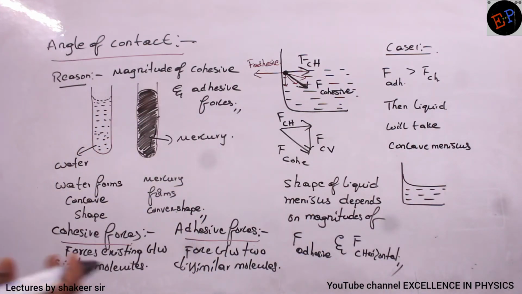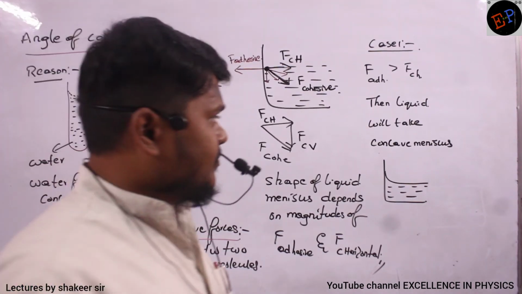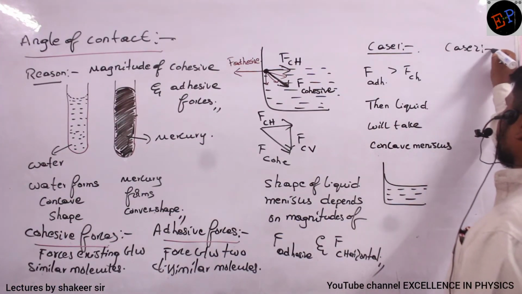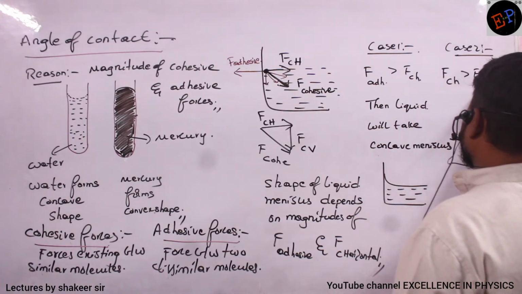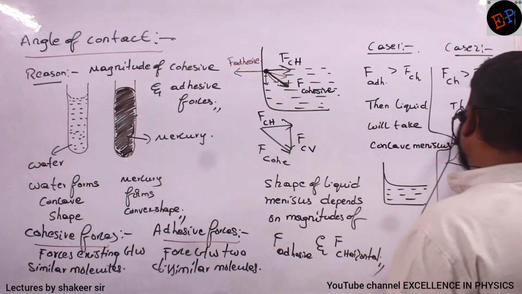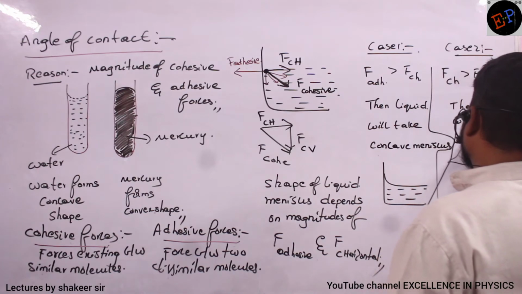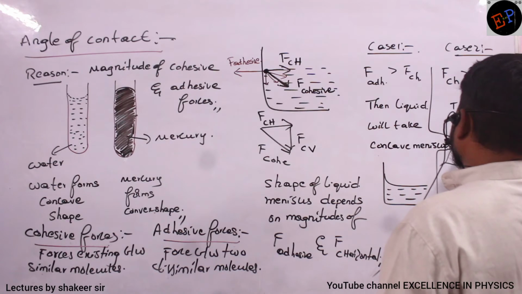Now I hope you can write the second case. What is case number 2? If cohesive horizontal forces are greater than adhesive forces, then which kind of shape will the liquid form? The liquid will take a convex meniscus.